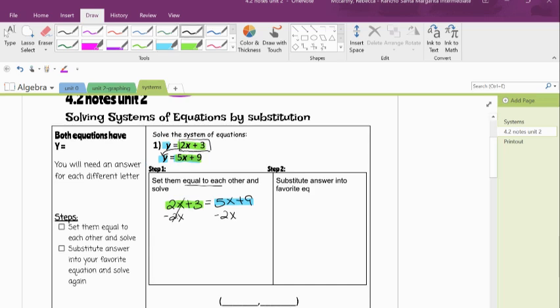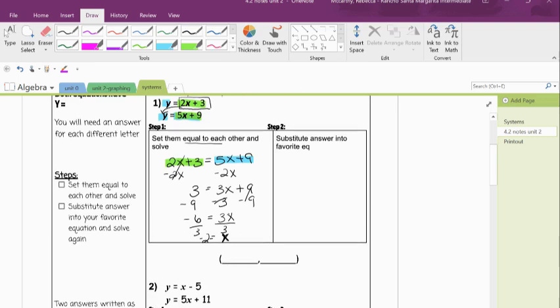And this goes away, and I'm left with 3 equals 3x plus 9. And I'm going to subtract, not the 3x, subtract 9 from both sides. And I get 3x is equal to negative 6. Then I'm going to divide by 3, and x equals negative 2. So I have my x answer, but I need two answers. I need my x and my y.